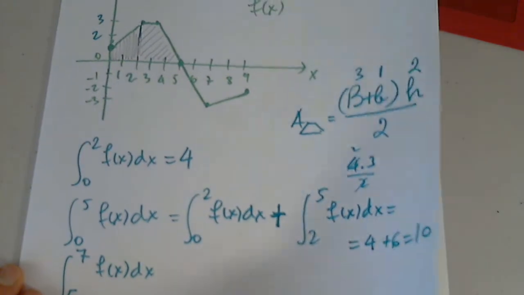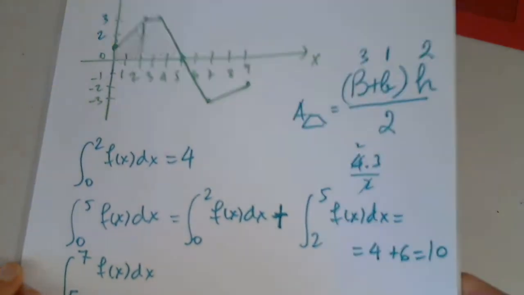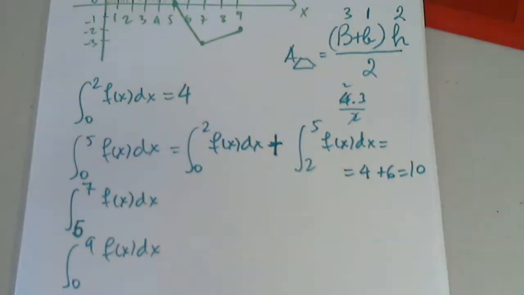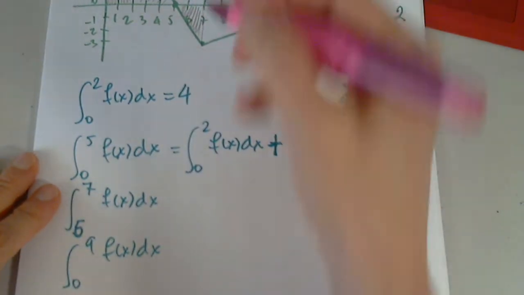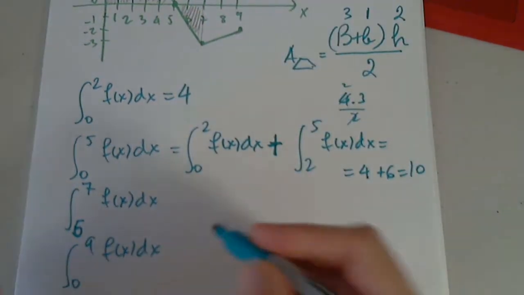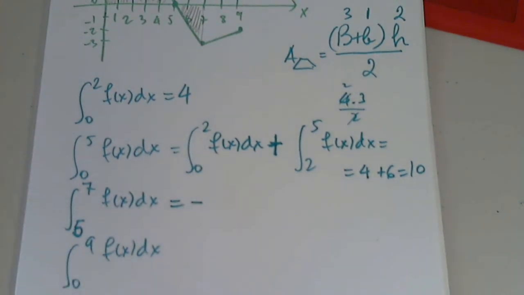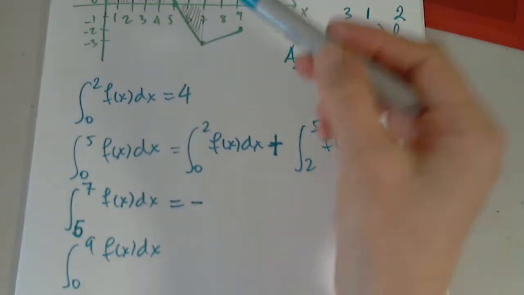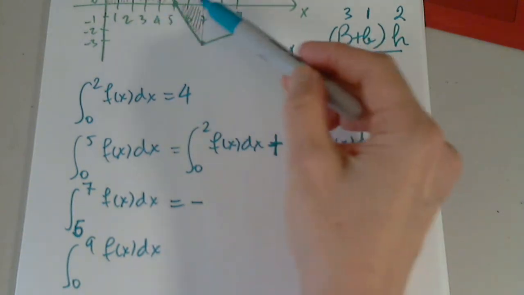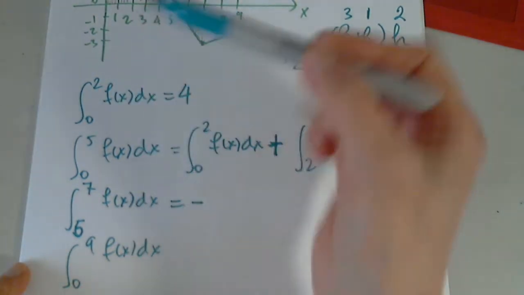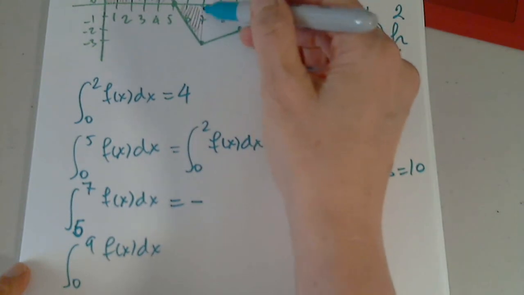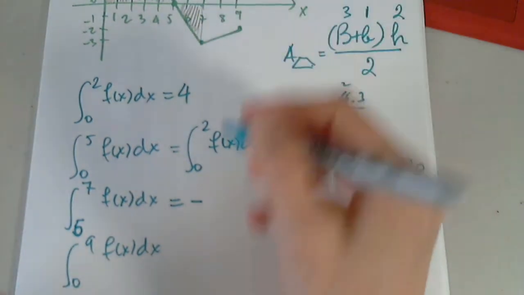Okay, now we want to determine the area between 5 and 7, which is this area. But that has to be a negative area, which is easy because it's base times height divided by 2. This is a triangle. So the base is 2, the height is 3, 6 divided by 2 is 3.